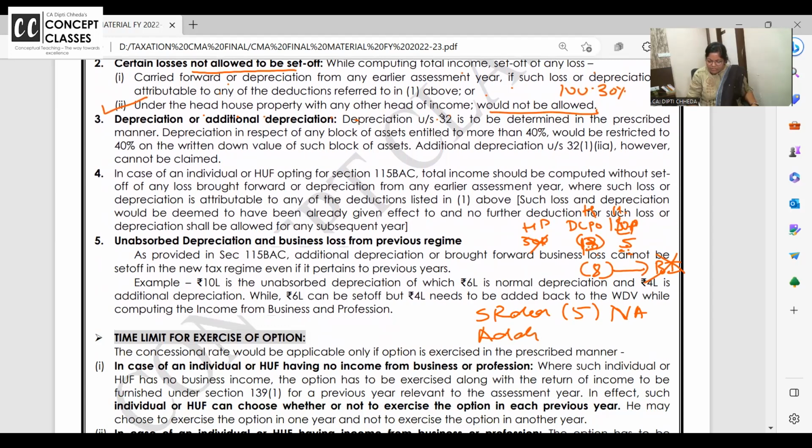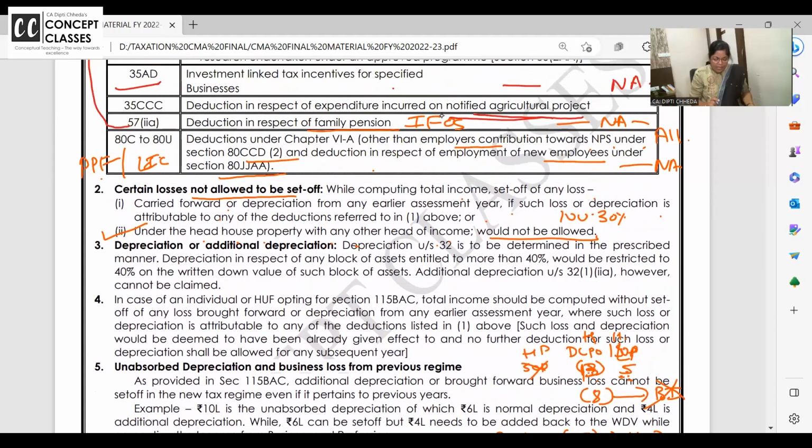Additional depreciation, 3 rupees, not allowed. When these deductions are not allowed, related to these deductions, if there is a brought forward loss of earlier year, that time I was not in 115 BAC. So this earlier year loss is because of scientific research, because of additional depreciation. Will that loss be allowed to be set off? Answer is no.